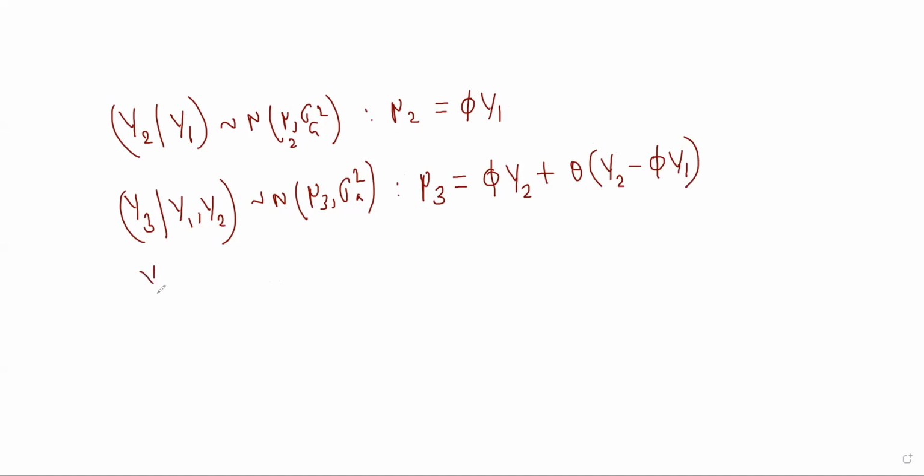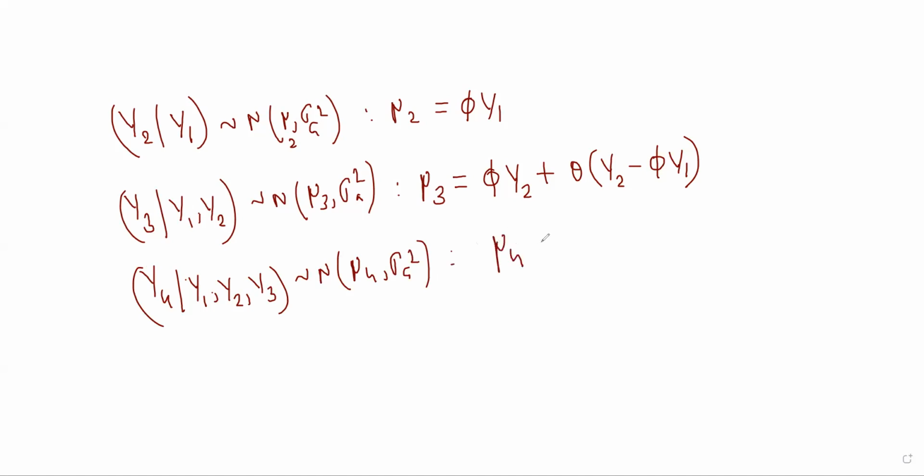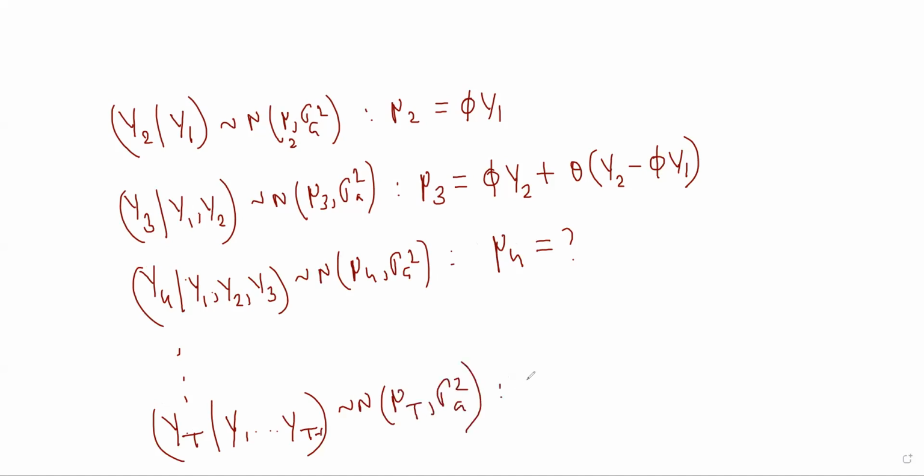Similarly proceeding, find y4 given y1, y2, y3. That will be some normal with mu4 sigma s square. Find that mu4. Clear? And proceeding, you can do this. You can go up to y capital T, T minus 1. Can you do this? This is your homework. Yes, Abhyuday? Do you see this?